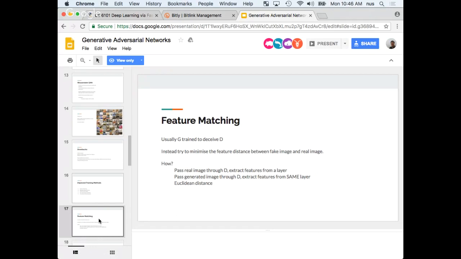Instead of looking at the output, it's just looking at the... Exactly. Yeah. So this is trying to generalize it and saying you don't really have to try to trick it for this specific thing. Just make sure that you learn to match the features. Yeah.